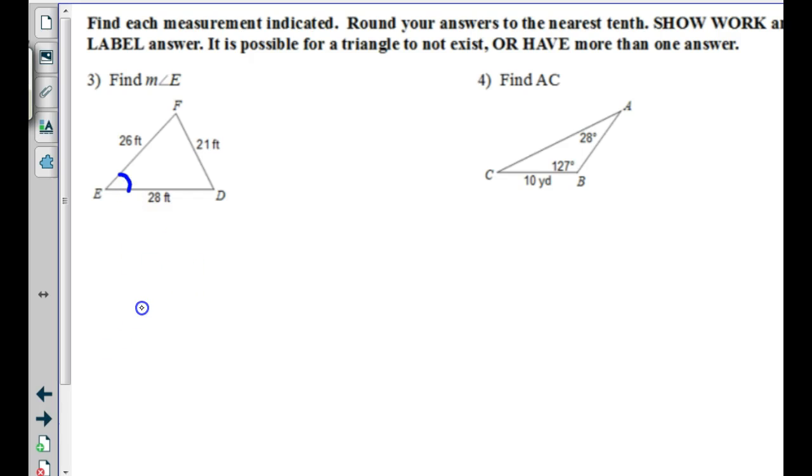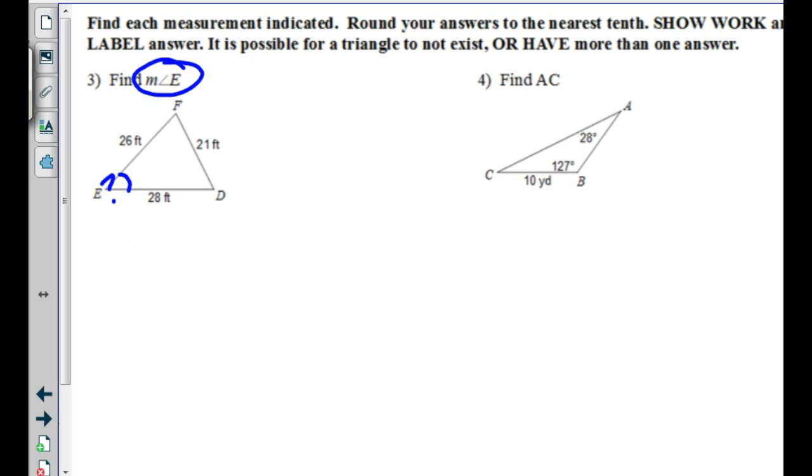Anybody tell me what we need to do? Mackenzie. Law of sines or cosines or area formula here? It doesn't want us to find the area, otherwise we could use Heron's formula to find the area. It says to find angle E. We don't know any of the angles, so we can't use law of sines. So we have to use law of cosines.